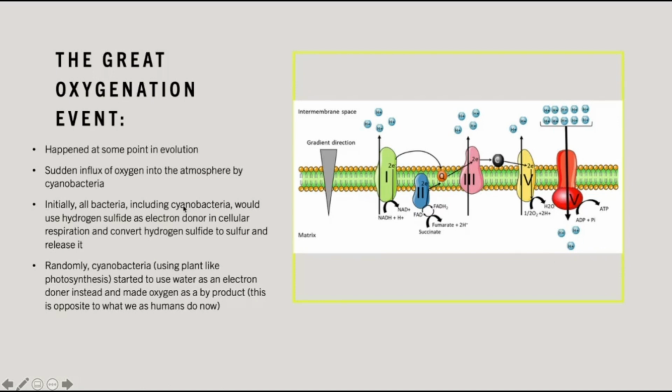But cyanobacteria, what they did was they would use hydrogen sulfide as that electron donor, and then they would release sulfur, okay. But randomly, as we said, a change happened in the cyanobacteria, and instead they started to use the water around them as an electron donor instead. And when they used water, what did they do? They released oxygen as a byproduct. So it's literally the opposite of what we do. We use oxygen and we release water as a byproduct when we are forming energy in the form of ATP, right? But cyanobacteria were using water, and then releasing oxygen in order for them to generate energy.